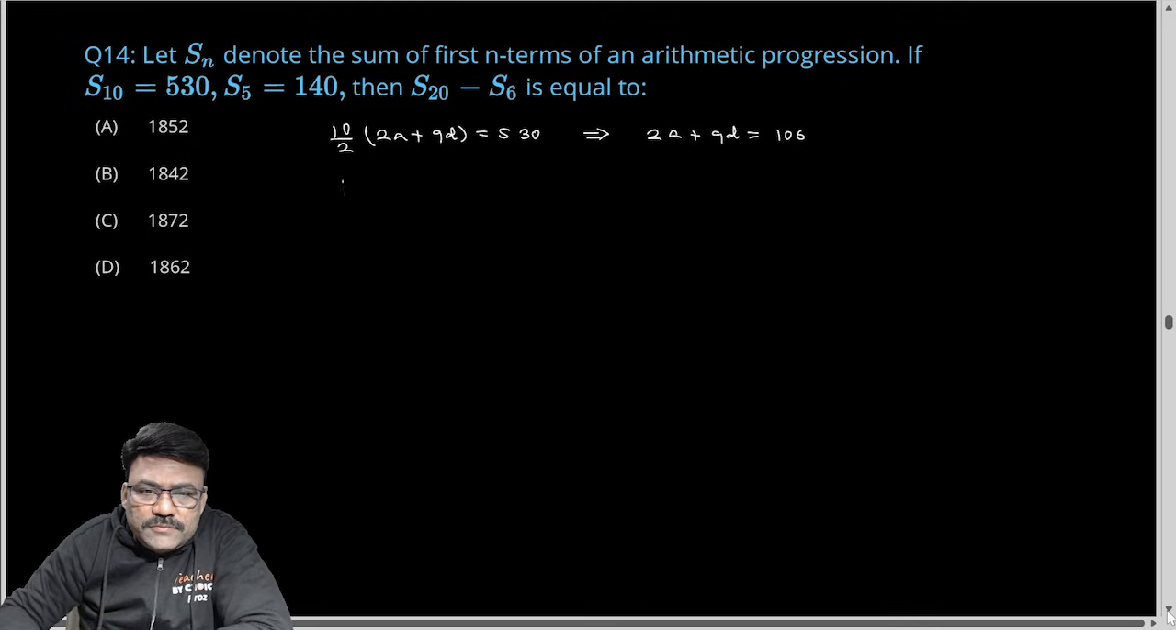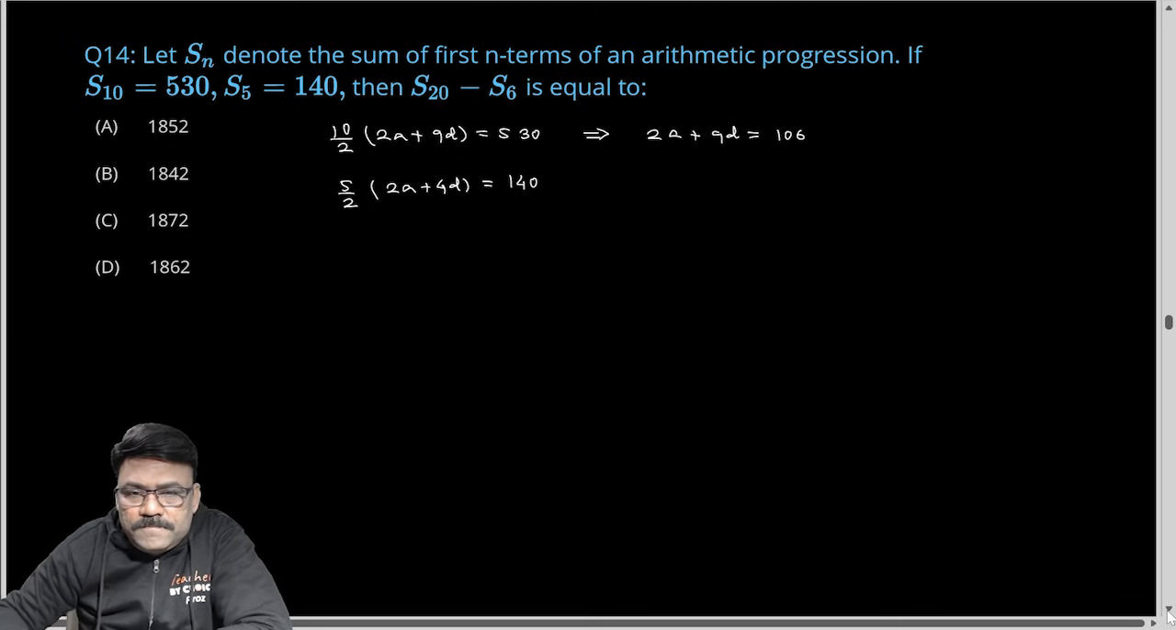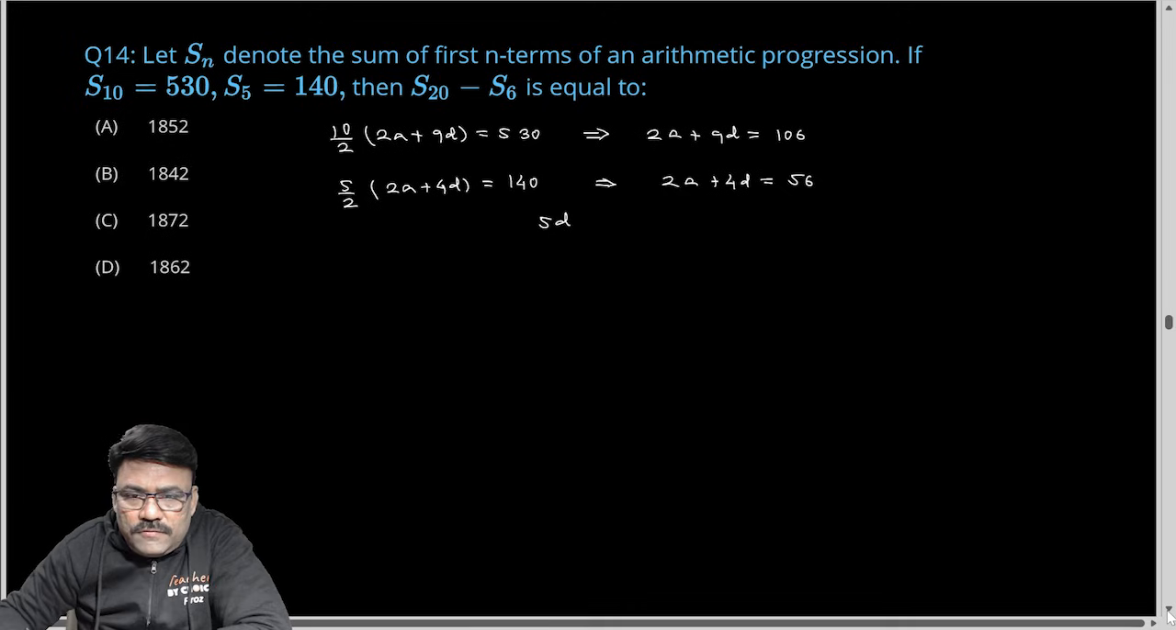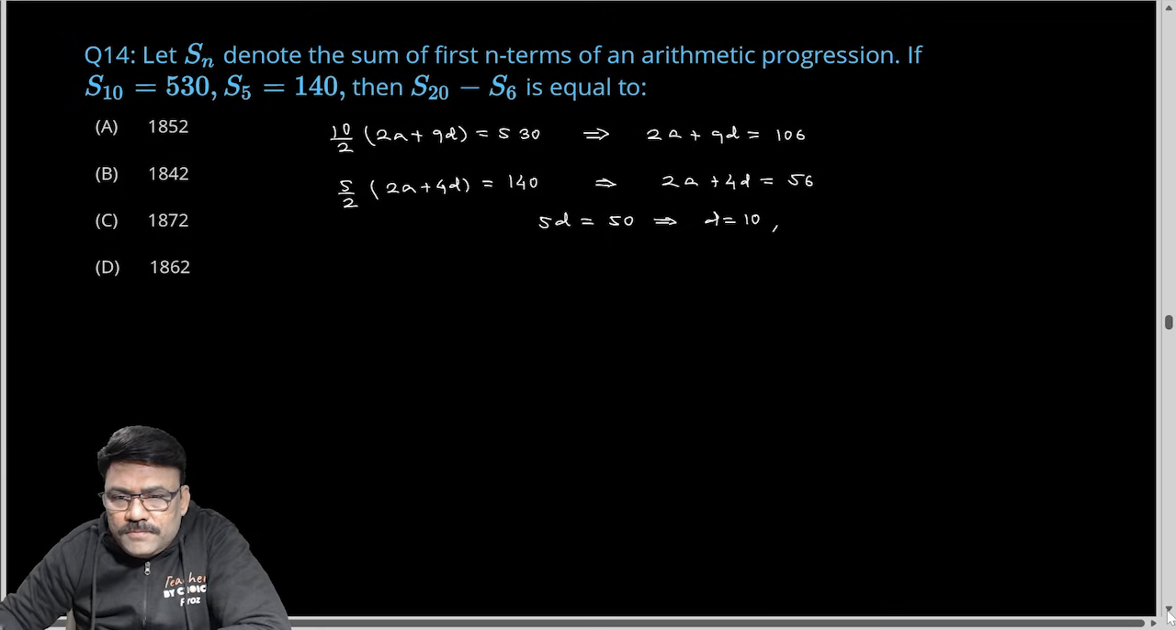Now let's write sum of 5 terms. That will be 5 by 2 into (2a plus (5 minus 1)d, means 4d), and this sum is 140. So this will give you 2a plus 4d equal to 28 into 2, which is 56. Now if you subtract the second equation from the first equation, you get 5d is equal to 50, so d is 10 here. And when you put d is equal to 10, 2a will be 16, a will be 8.